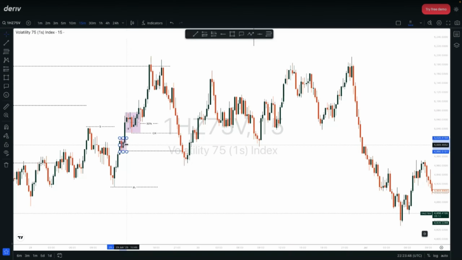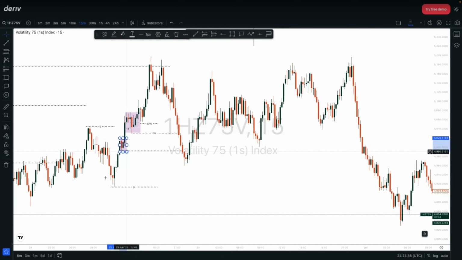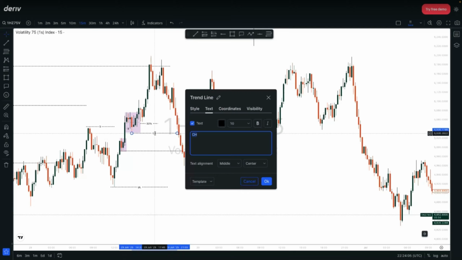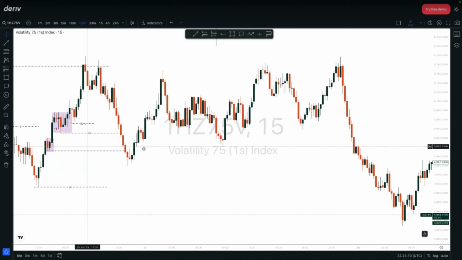If all we had was reactions like this, I would not have called this a change of character to take a trade. I would have waited until this low was violated. So in this case, I guess we'll just call this one no longer protected low. So let's name this area protected low. But since it's already our change of character, let's leave it at that. All right, so you get the two differences, right?